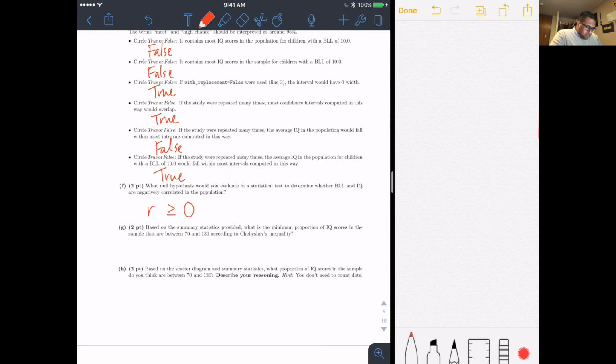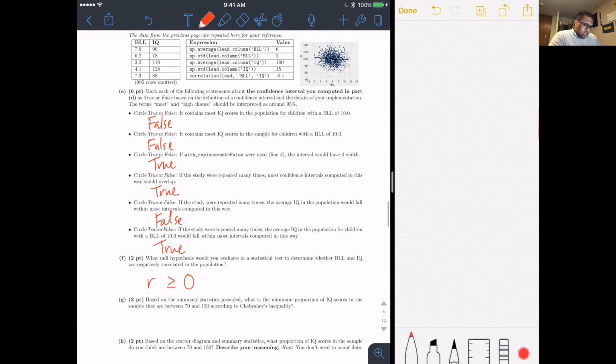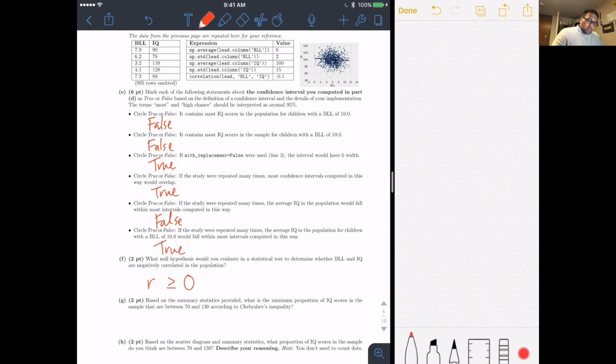Part G asks us, based on the summary statistics provided, what is the minimum proportion of IQ scores in the sample that are between 70 and 130 according to Chebyshev's inequality? So remember, Chebyshev's inequality says that at least 1 minus 1 over k squared of the values are within k standard deviations. That's what Chebyshev's inequality tells us, right?